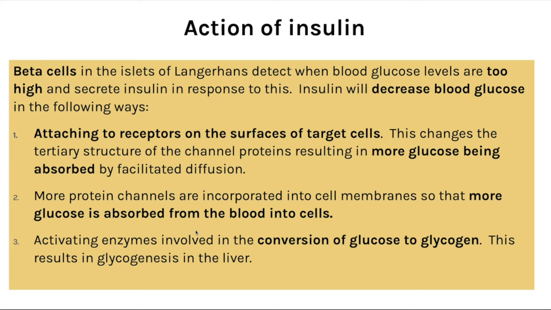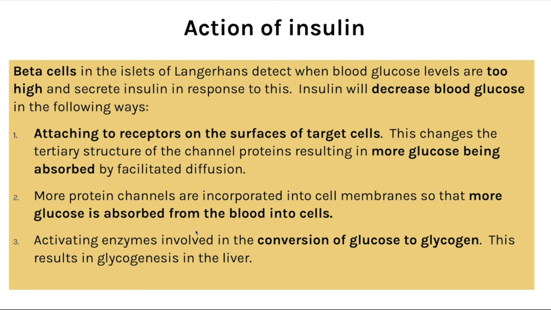Not only that, but when the insulin binds to those receptors on the cell surface membrane of the liver cells, it causes more protein channels to be incorporated into the cell surface membrane. So both points 1 and 2 result in more glucose being absorbed from the blood into the cells.